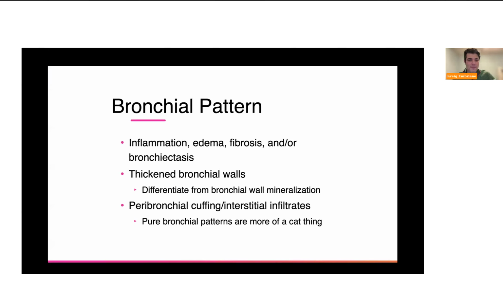Moving on to bronchial. Bronchial is conceptually the easiest to understand, right? So we're going to have some type of inflammation, edema, maybe some fibrosis. There's an insult happening to the airways, and the response to that is thickening of those walls, and inflammation and edema. Okay. Again, we want to differentiate that from bronchial wall mineralization, these very thin, well-defined, very conspicuous bronchial walls, from the pathology. Okay.